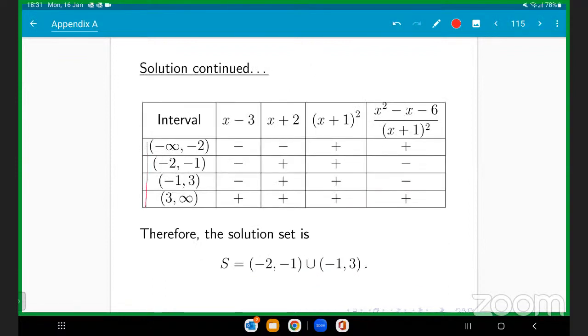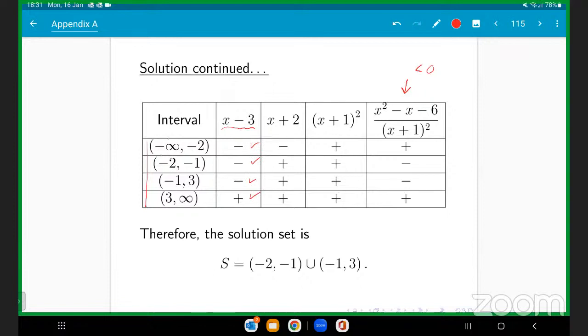So the first column will be for all our intervals, and we build up to our expression given in the last column. Remember, what we wanted was when this expression is strictly negative. x minus 3 will be positive only for numbers x bigger than 3, otherwise it is negative. So the signs here are all correct.